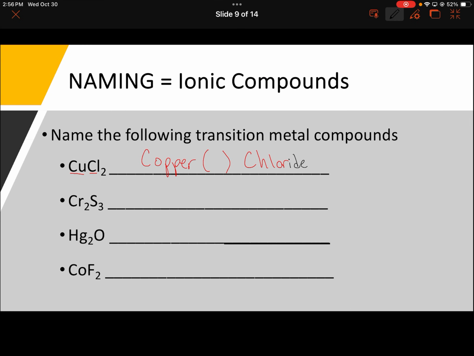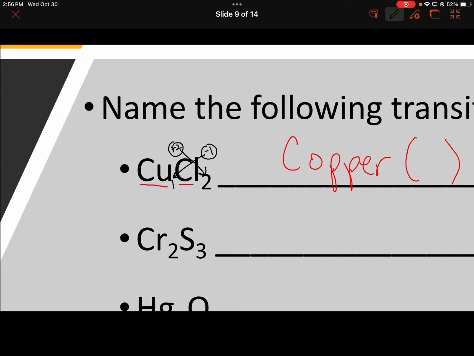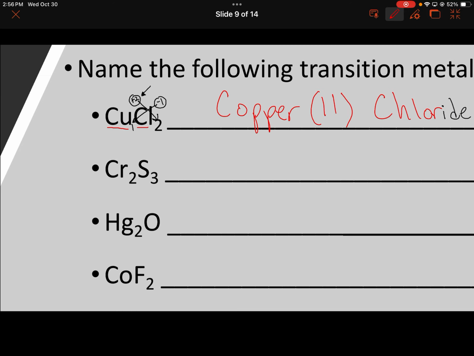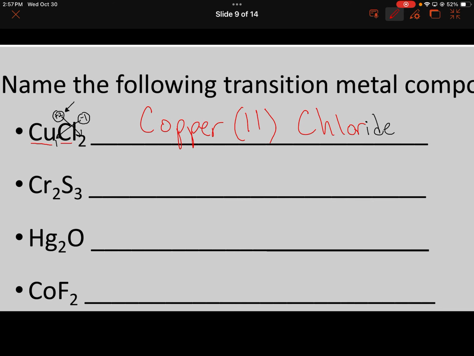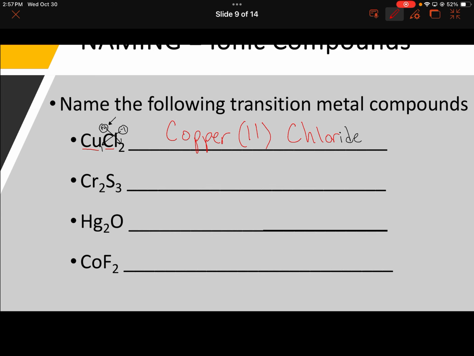So what I do to find that, if we go back to our idea on how we did the formulas, we had to crisscross oxidation numbers. And so when we crisscross those, well, if I reverse that crisscross, this 2 has to go there. That 1 has to go there. So when I look at these, in order to make this correct formula, copper has to be a +2. So I come over here, and I put a 2 in parentheses. Copper 2.